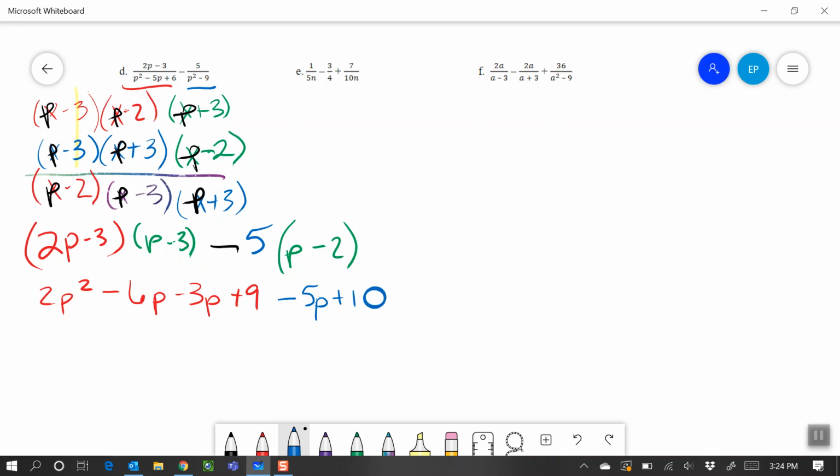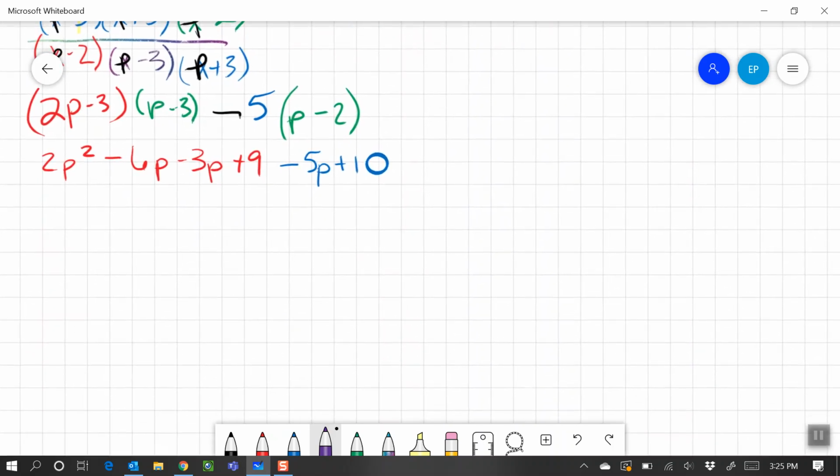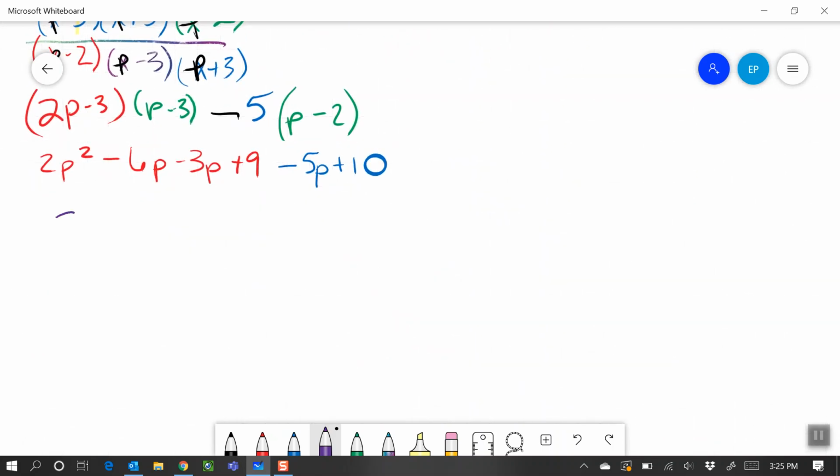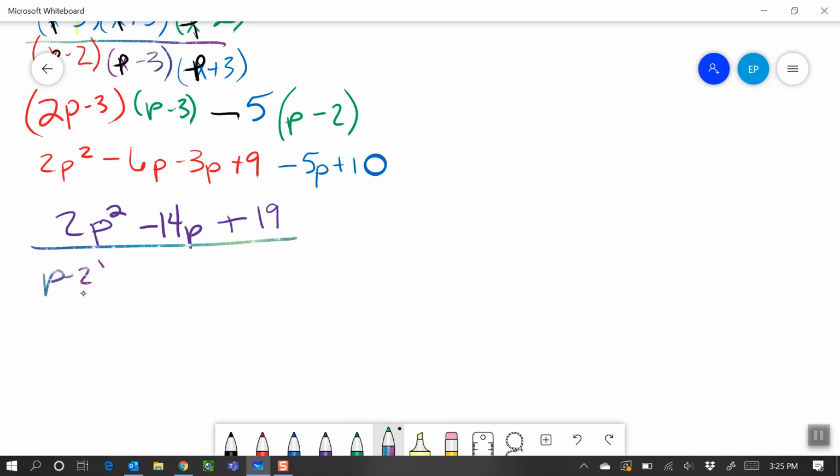So combine like terms. I'll write those out in purple. So I'm going to have a 2p squared. Negative 6 minus 3 is negative 9. Minus 5 is a negative 14. Plus 19. And that's all divisible by the LCM, which I wrote wrong to begin with, which would be p minus 2 times p minus 3 times p plus 3.